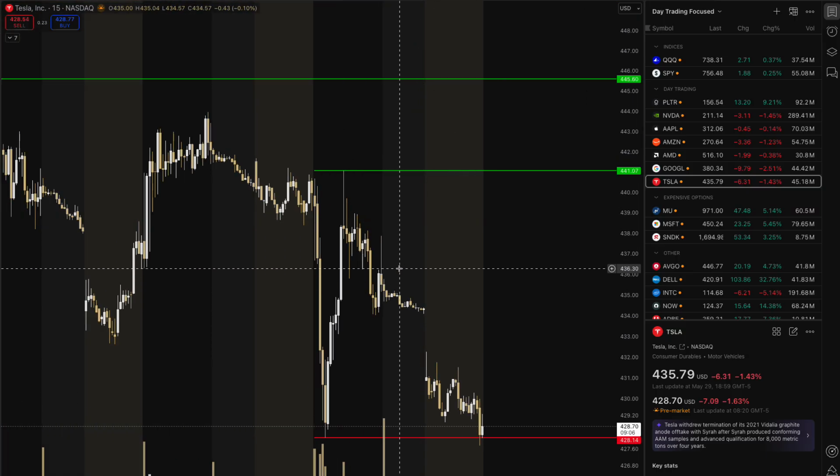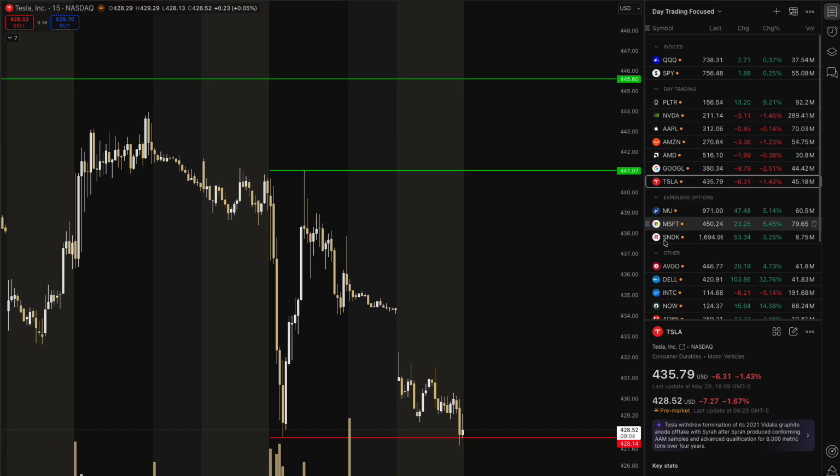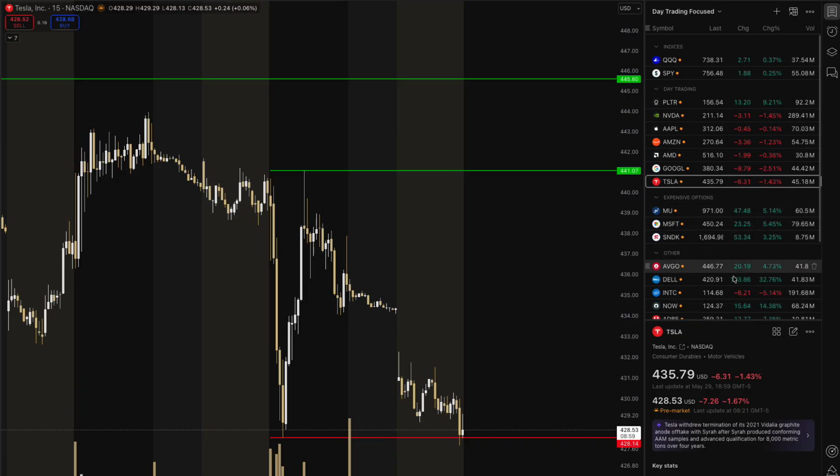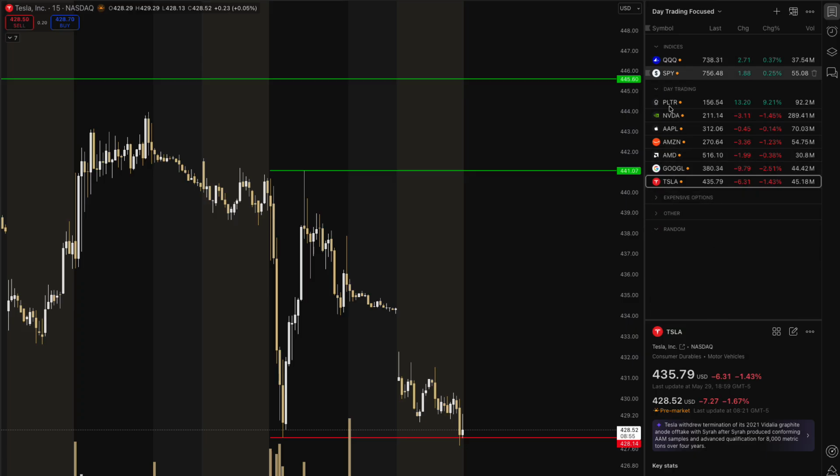So these were all the tickers I'm watching. The rest, if you see here, I have extra, but I'm not playing those much. But these are my top tickers which I play every day.